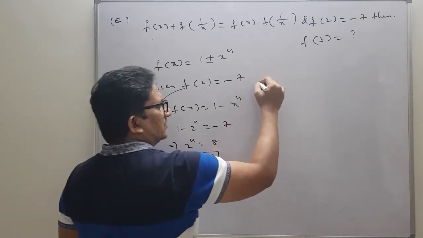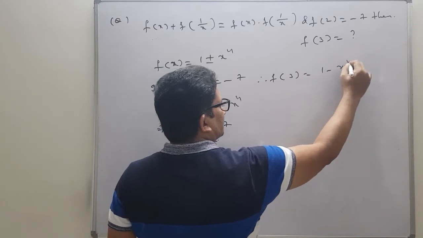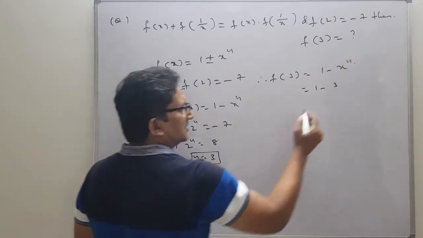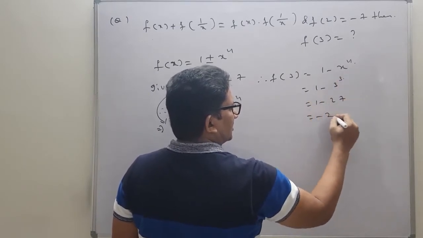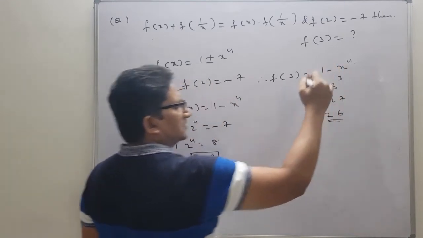Therefore we need to find f of 3. So f of 3 is 1 minus x to the power of n, we substitute here. 1 minus 3 to the power of n, and n is also 3. So that is 1 minus 27. So the answer is minus 26. This is your answer.